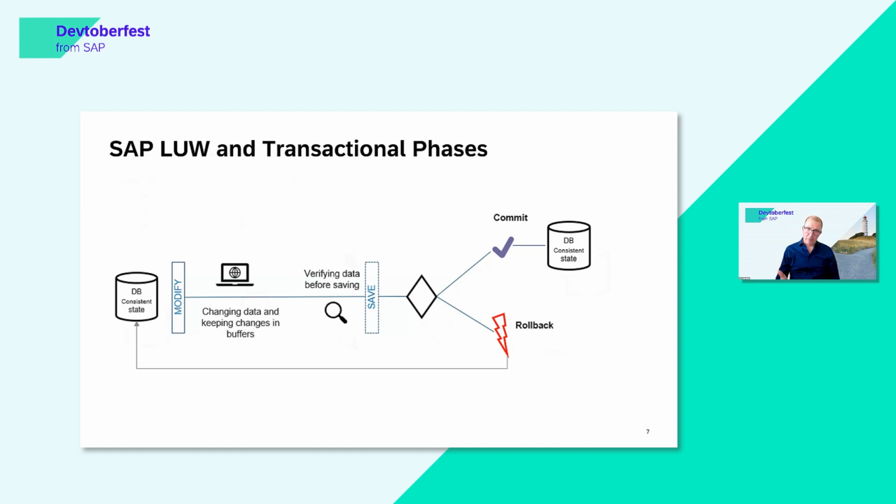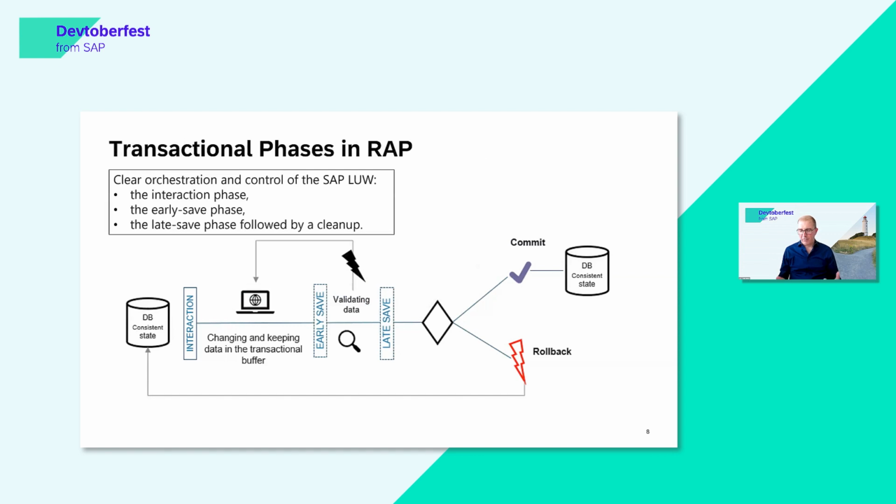But what RAP now brought to the table was a clear orchestration and control of the SAP logical unit of work. So with RAP, we have 3 phases. We have the injection phase, and then we have an early save phase and a late save phase.